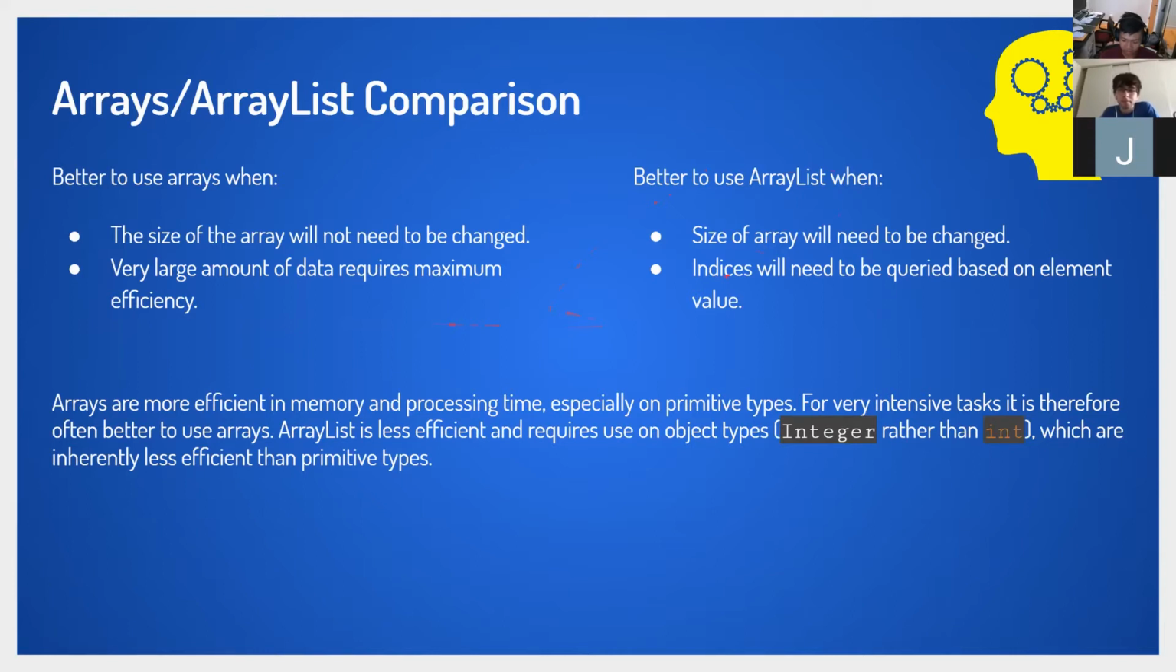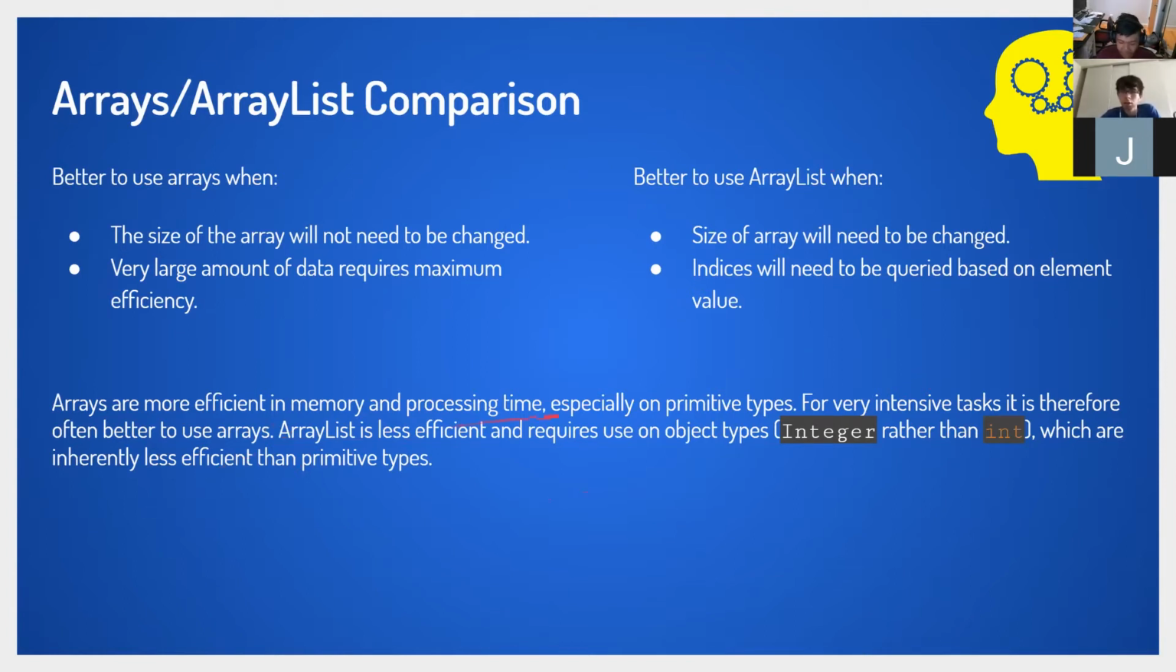Or indices will have to be queried based on element value, because array list has a bunch of really handy, helpful methods that can let you do a lot of things. So normal arrays, like primitive arrays, let's call them that, are more efficient in memory and processing time, especially when you're using primitive types. And so for very intensive tasks, like when you're going through maybe an array of 10,000 elements or so, it's very nice to use an array.